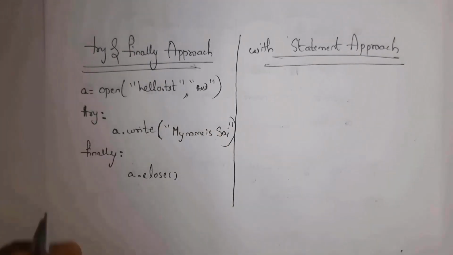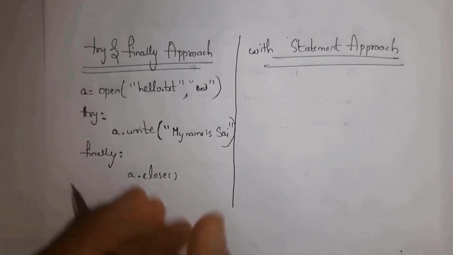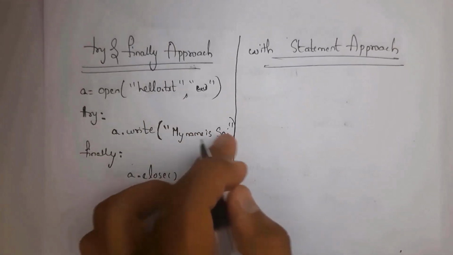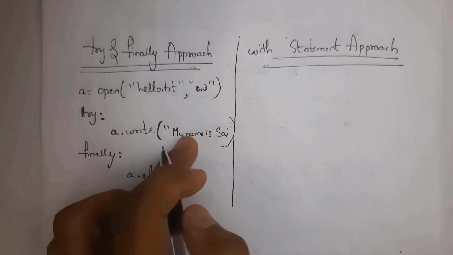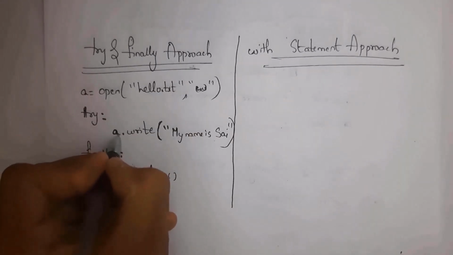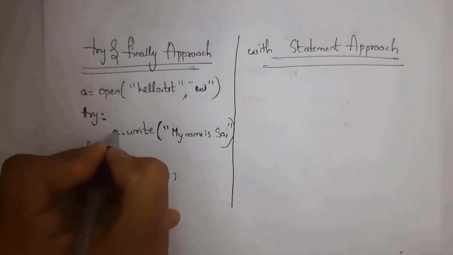Take try block. Inside try block write a.write. Take double quotations and inside double quotations you need to write my name is Sai. Whenever you run this line of code, it will add text, My name is Sai, into my file hello.txt. Guys, definitely write here a dot, because my file is present in object A. So definitely write here a dot write.